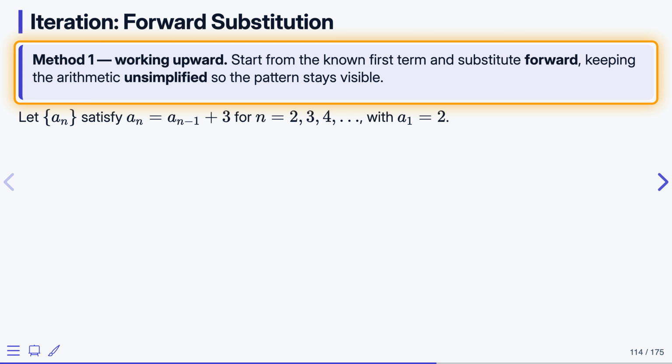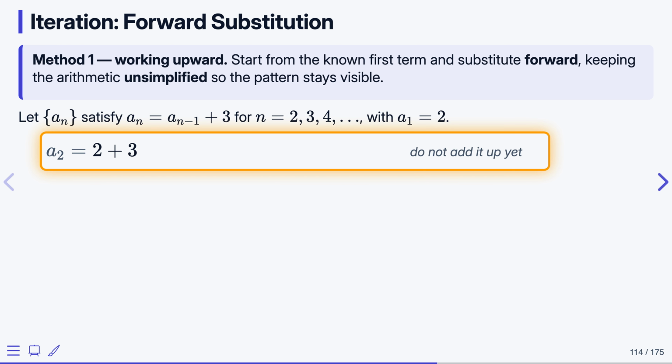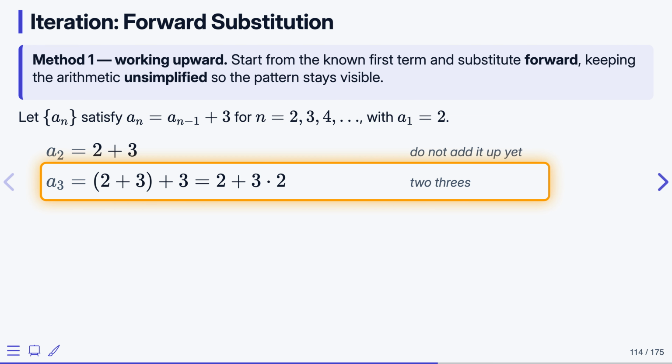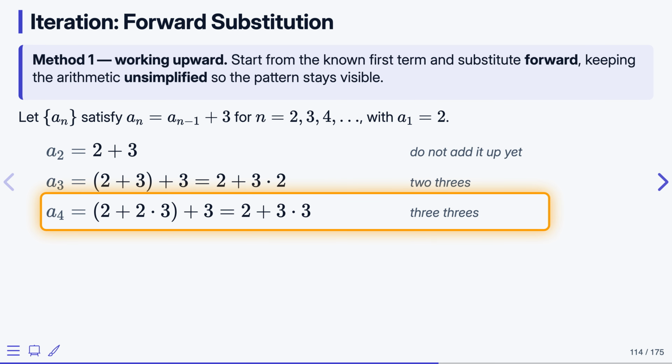Now the first way to do iteration, called forward substitution or working upward. We start at the bottom, from the known first term, a sub 1 equals 2, and climb up. A sub 2 equals 2 plus 3. Watch this. We do not add the numbers up yet. A sub 3 equals the previous value, 2 plus 3, plus another 3, which we write as 2 plus 3 times 2. A sub 4 becomes 2 plus 3 times 3.